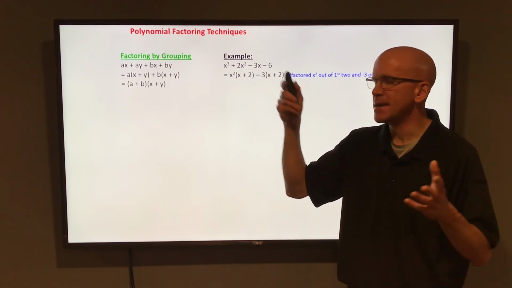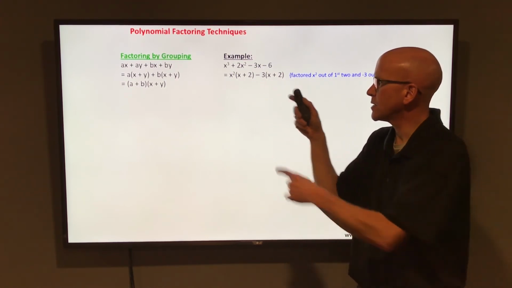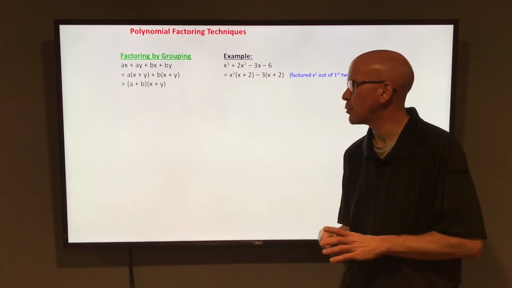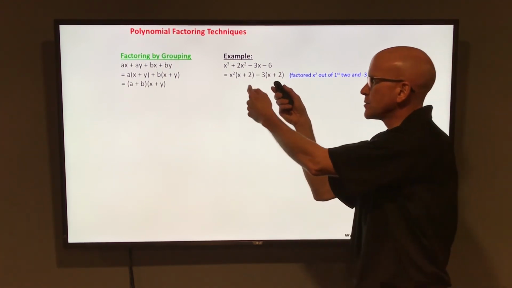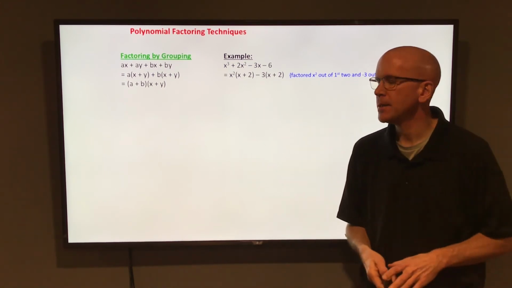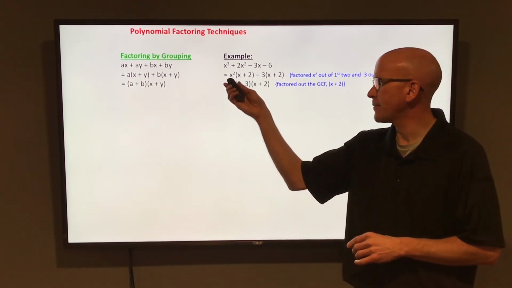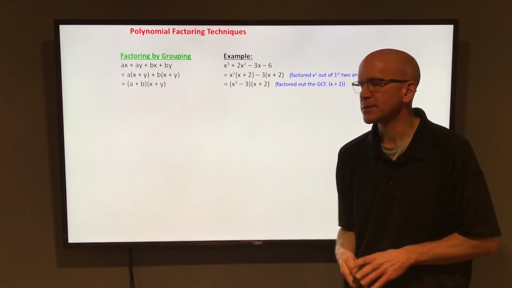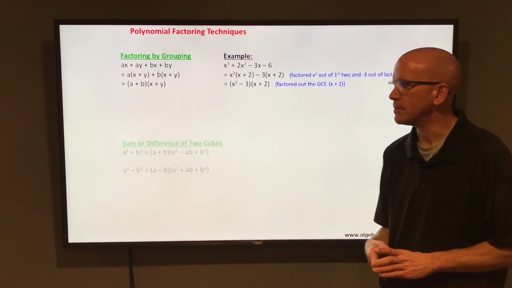You have to factor a negative 3 out of the last two terms so that you get the same thing in the parentheses. So we have x plus 2 in both sets of parentheses. That is a common factor of those two terms. You can take that out. If you take x plus 2 out, you're going to be left with x squared minus 3. So that actually factors into x squared minus 3 times x plus 2.